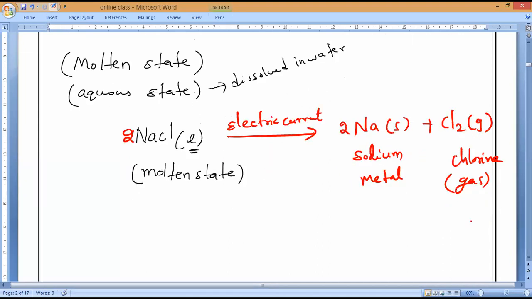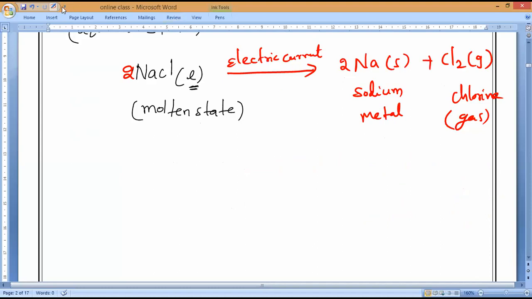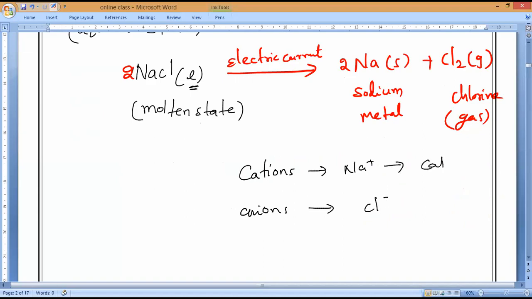Now, you tell me, in this, which is the cation and which is the anion? Sodium ions are cations, chlorine ions are anions. So cations will go towards the cathode, which is negative, and anions will go towards the anode, which is positive.